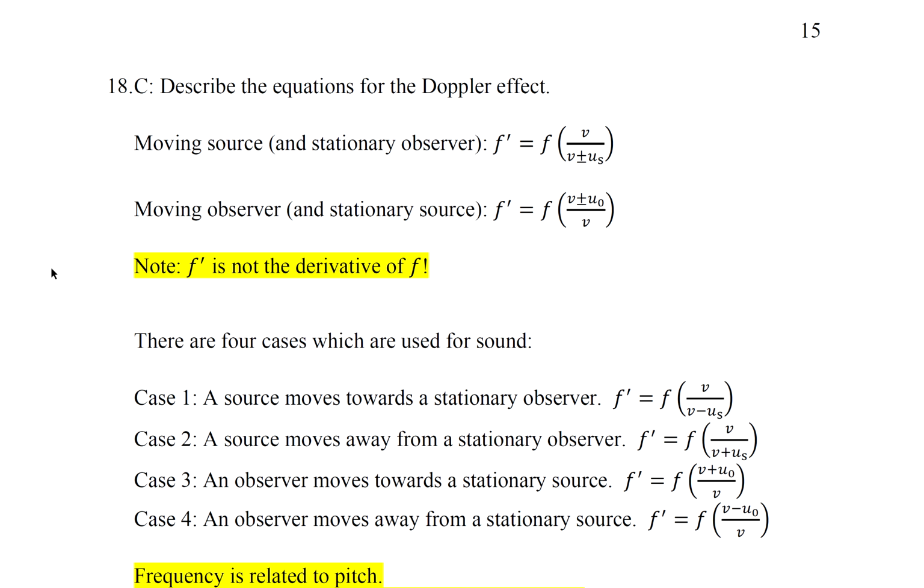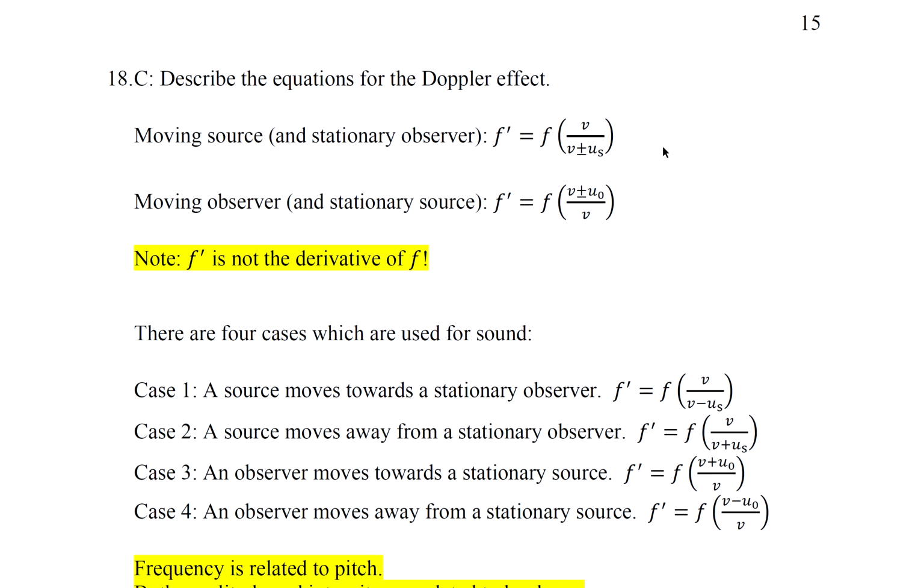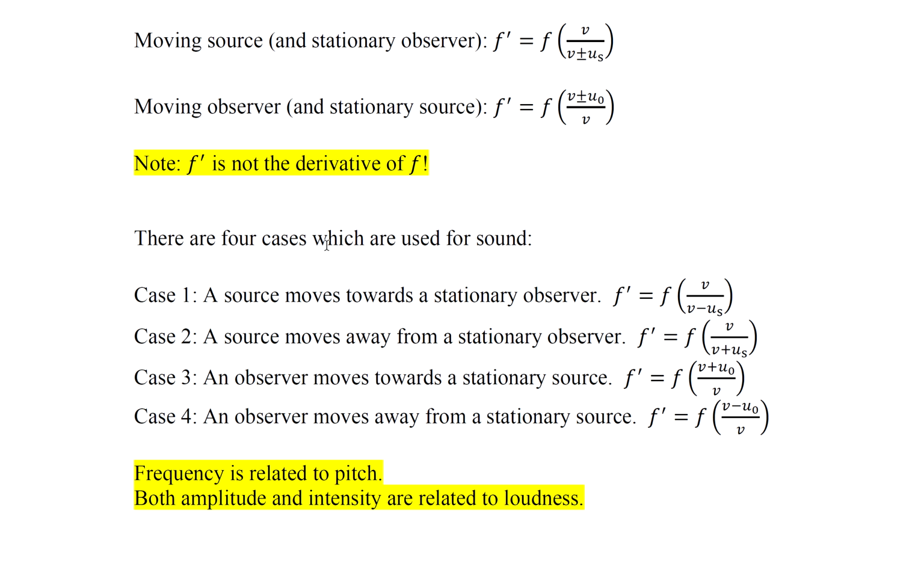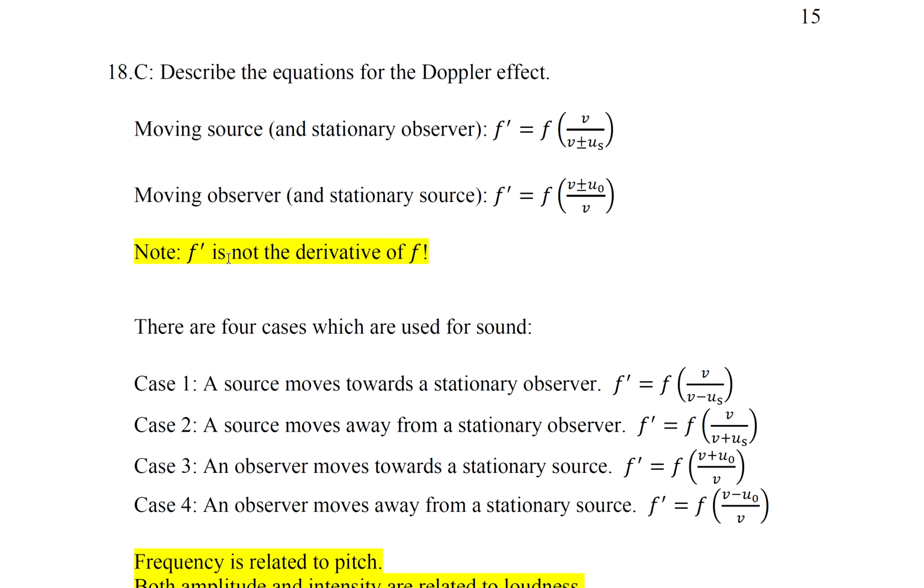Question 18, describe the equations for the Doppler effect. So if you have a moving source and stationary observer, we have this equation here. If we have a moving observer and stationary source, we have this equation here. So f prime is not the derivative of f. f prime is the measured frequency, the observed frequency. So there are 4 cases which are used for sound.